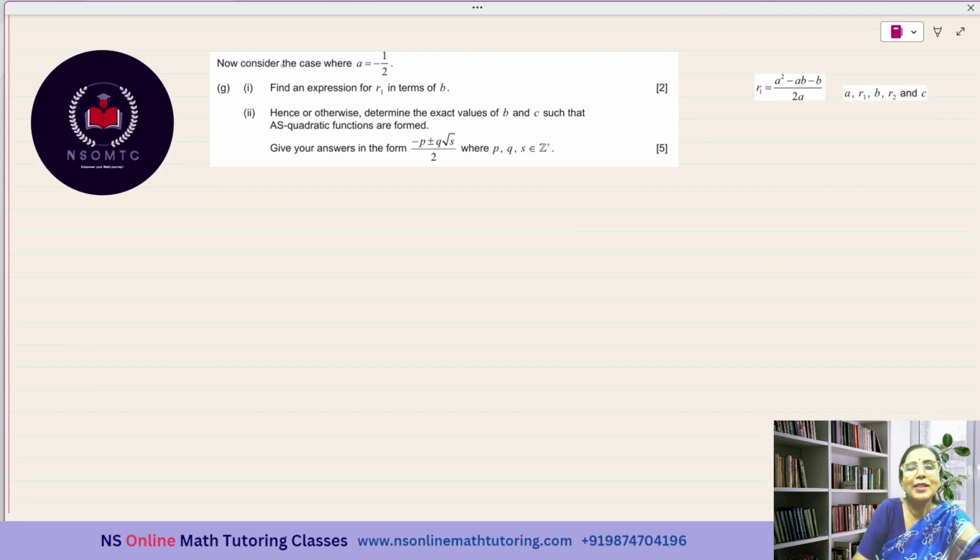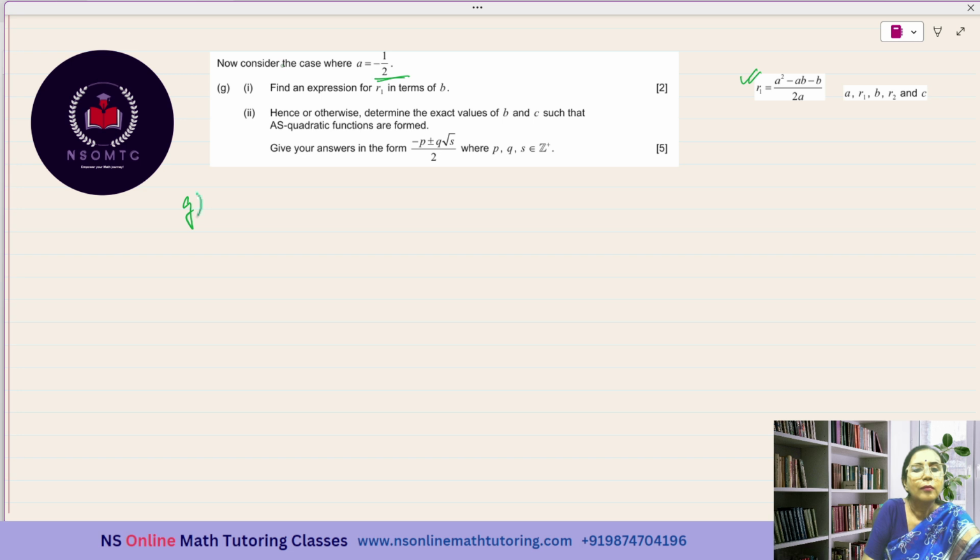Fine. Now consider the case where A is equal to negative half. Subpart G contains two further subparts. Subpart I is saying find an expression for R1 in terms of B. So we have this expression for R1. I'll just plug in the value of negative half wherever I have A in the expression.